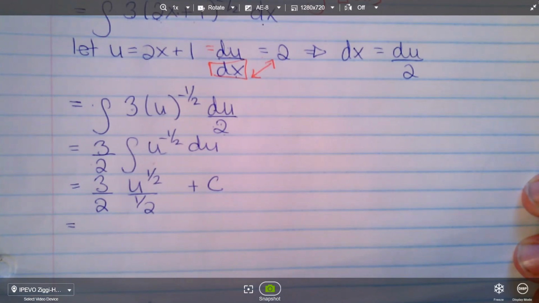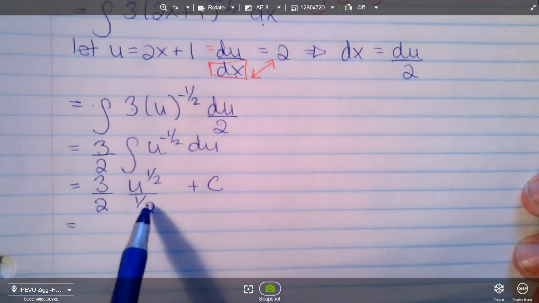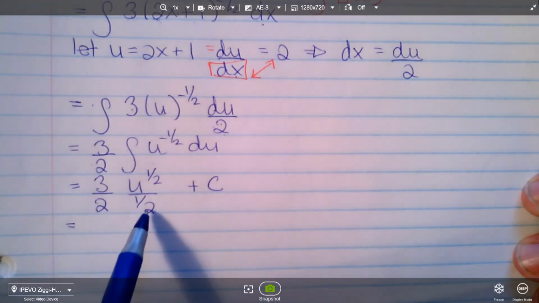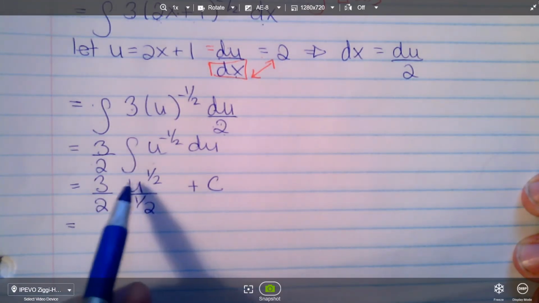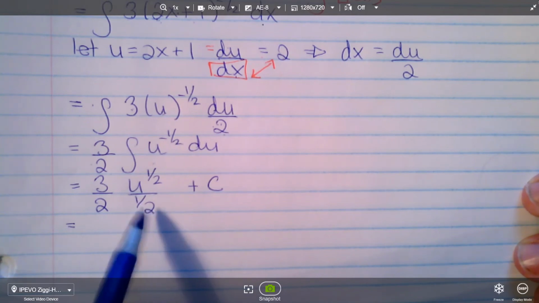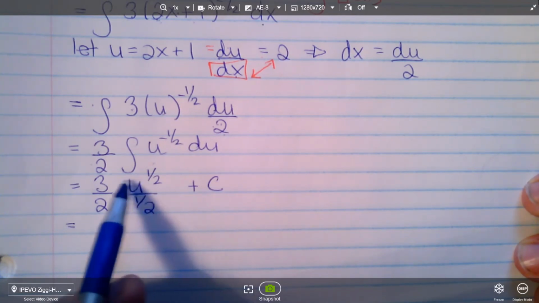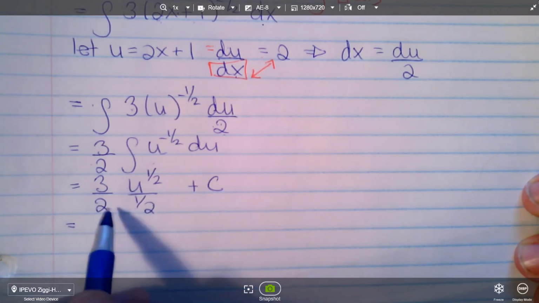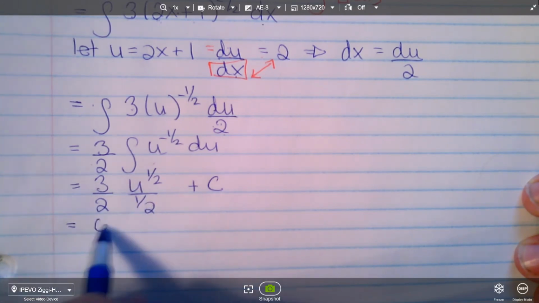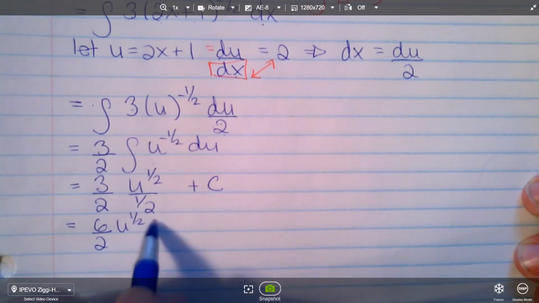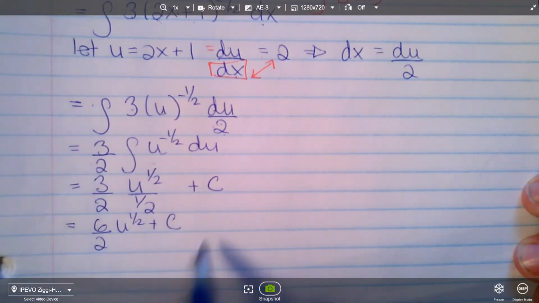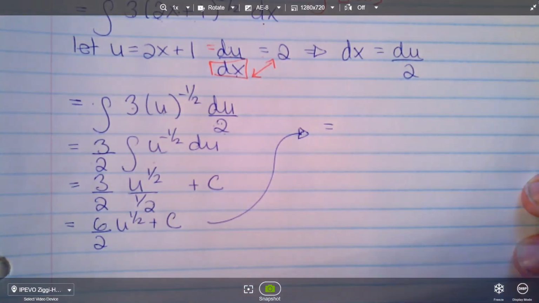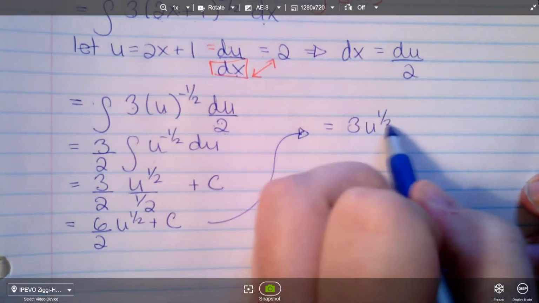All right, if I simplify a little bit, I have 3/2. This is divided by 1/2. So I know that the number on the very bottom ends up actually going on the top because flip and multiply. So this 2 is actually going to end up on top with the 3 to make 6, and 2 and 1 are going to make 2. So I have 3u^(1/2) plus c.